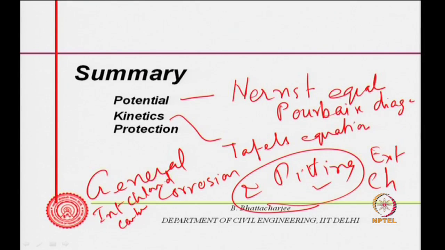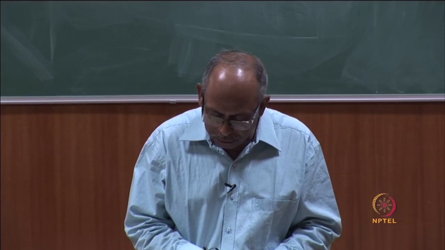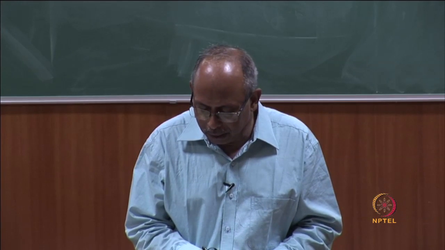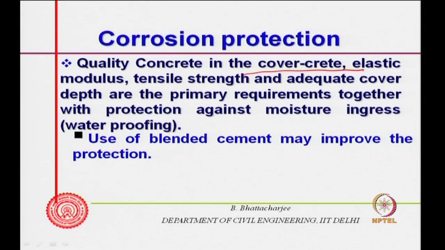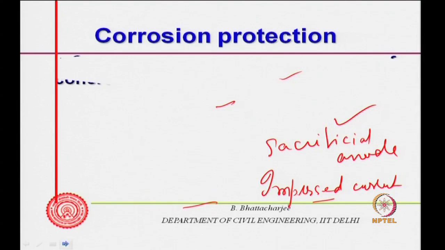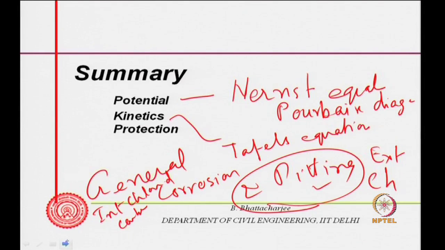And then we talked about protection measures. Good concrete is the first thing. I think I must have mentioned this, but I am re-mentioning it before stopping. Quality concrete and cover concrete. Elastic modulus is important. Good quality concrete is very important. Elastic modulus, because it is related to cracking, we will look at it in the next class. Tensile strength and adequate cover depth are very, very important. So, good concrete is very important, and elastic modulus of the concrete, that is strength of the concrete, and cover depth are very important. Actually, quality of construction plays a big role.